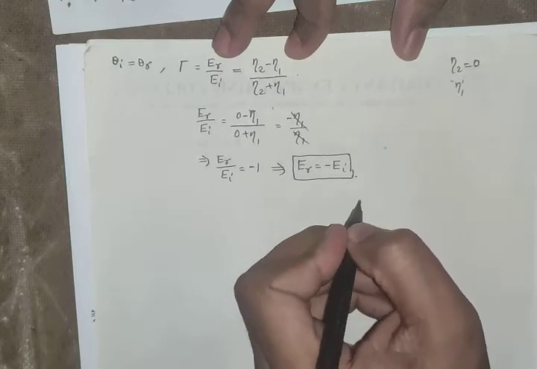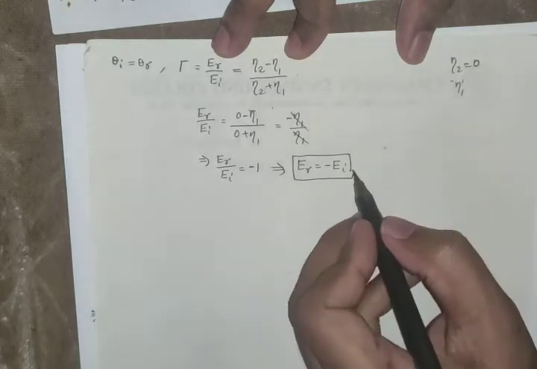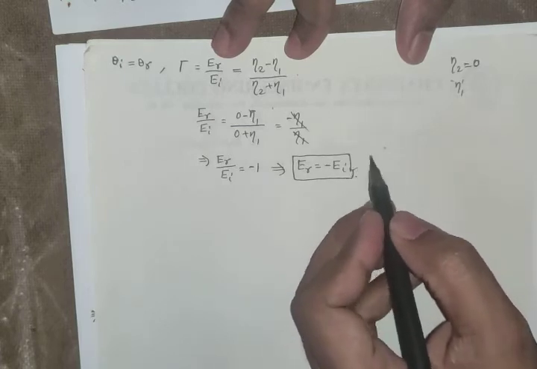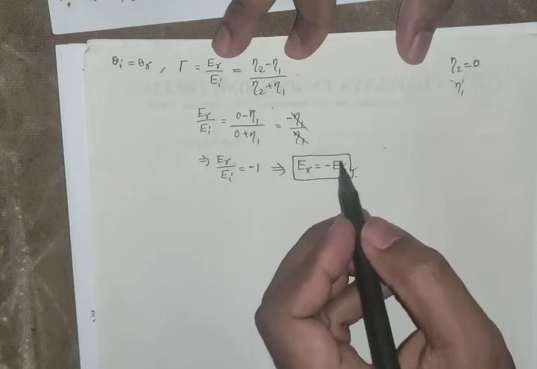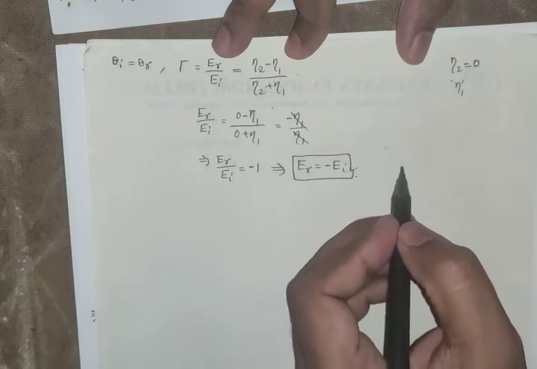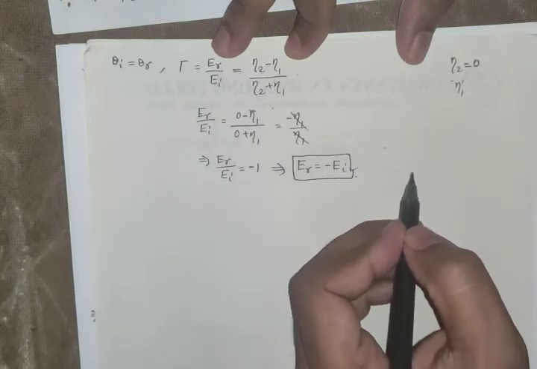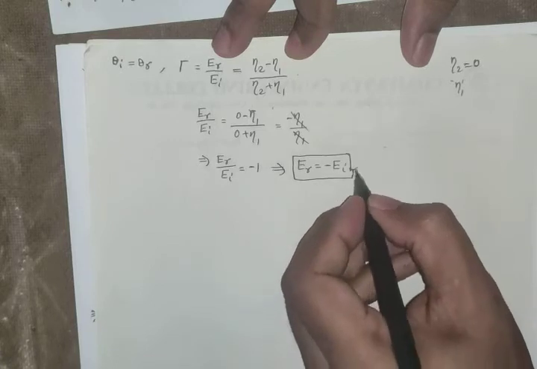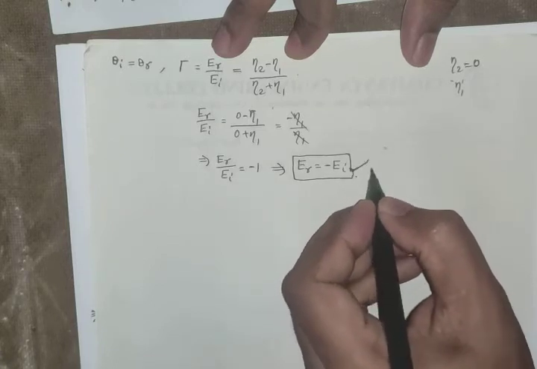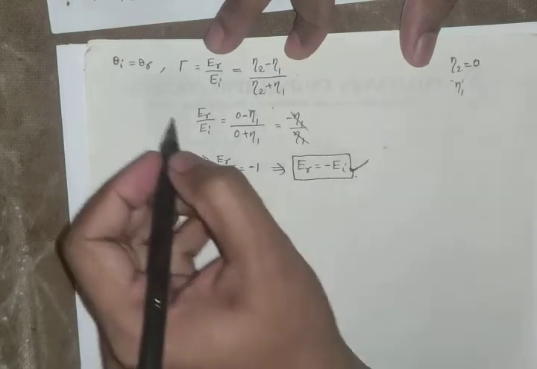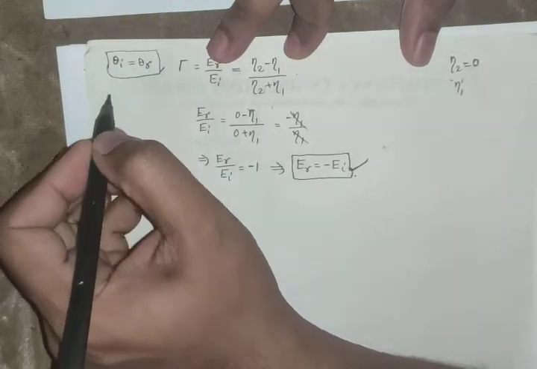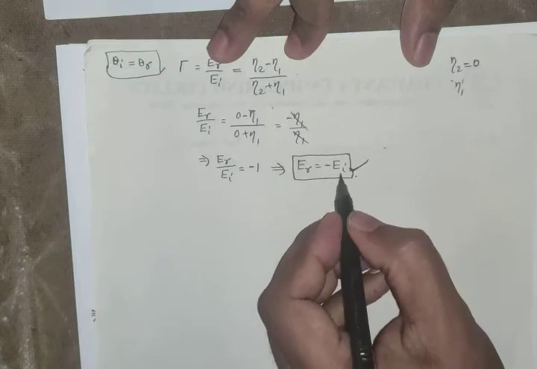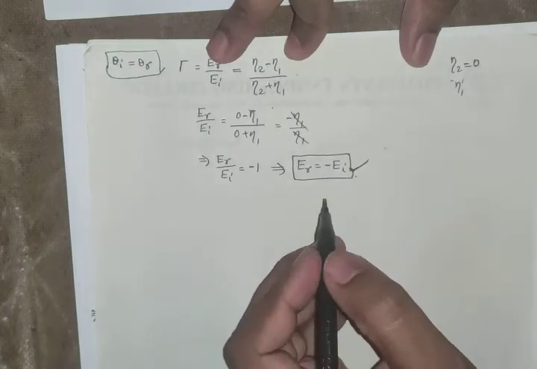This is a very important notation. But it is applicable only when the second medium is a conducting medium, and this equation is not considered if the second medium is a dielectric medium. Since we are considering the conducting medium, this equation is applicable. So now substituting theta I equal to theta R as well as ER equal to minus EI in the previous equation.